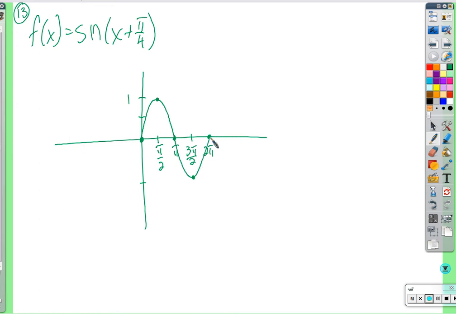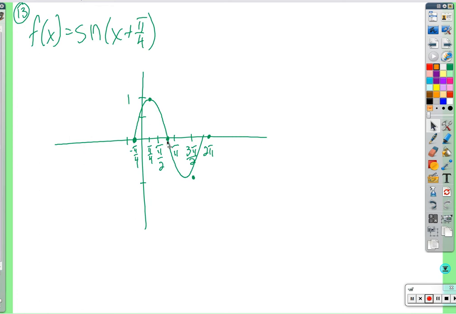But it moves to the left pi over 4. Well, here's pi over 2. Pi over 4 would be right there. It's going to move it to the left, so we need to go to negative pi over 4. And then we need to show that we know where all those points have landed. We're just going to move this guy over pi over 4. Where does this go? This goes to negative pi over 4. Where would this go? Pi over 4. Where would this be?